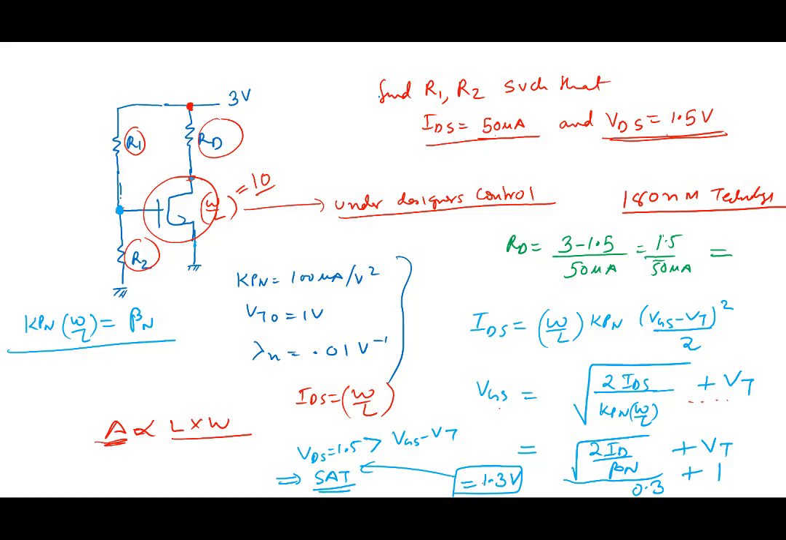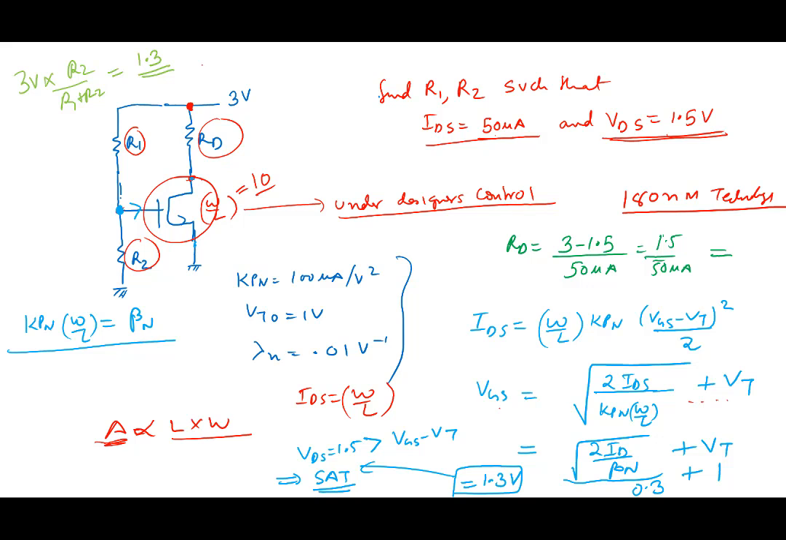The next thing is, how do I figure out R1 and R2? Now note that in a MOSFET, the gate current is 0 because it's oxide. So it's a pure voltage divider. All that I need to do is 3 volt multiplied by R2 by R1 plus R2 equal to 1.3 volt. So this is equal to 1.3 volt here.